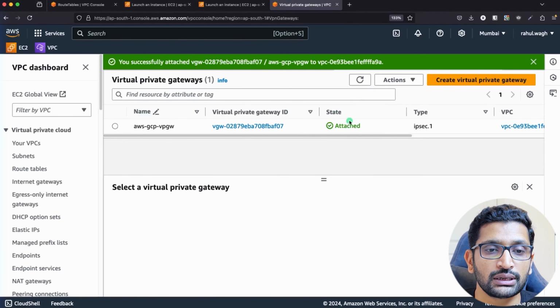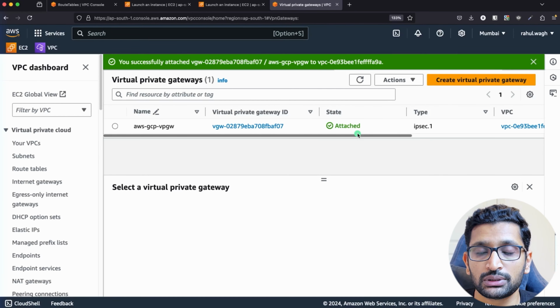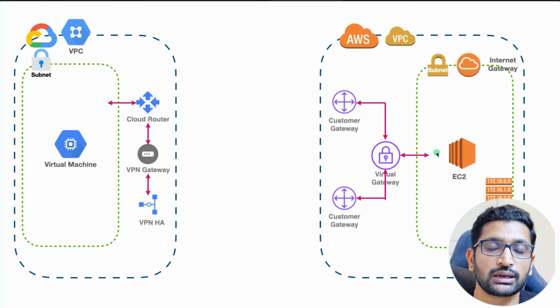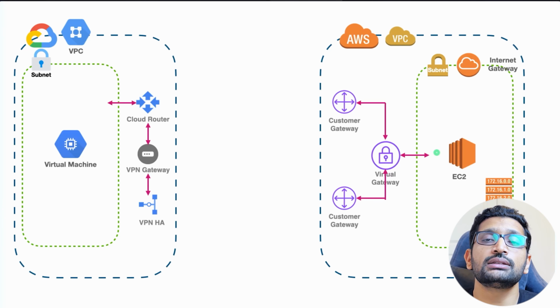Alright, so here you can see it has been attached to my VPC. So let's take a look at the diagram once again. So now we have created a customer gateway and virtual gateway which is attached to our VPC inside our AWS. The next thing is we need to create a site-to-site connection.